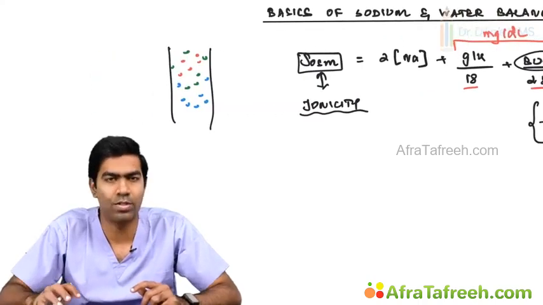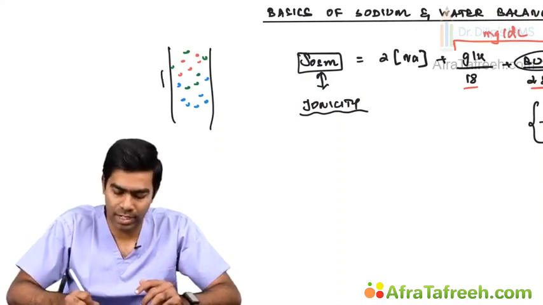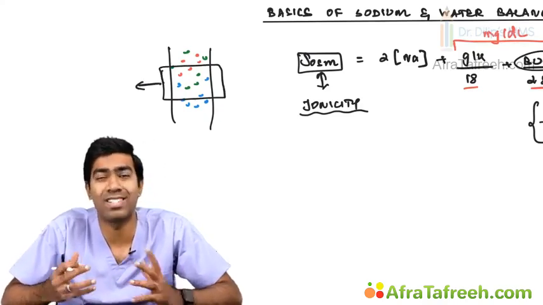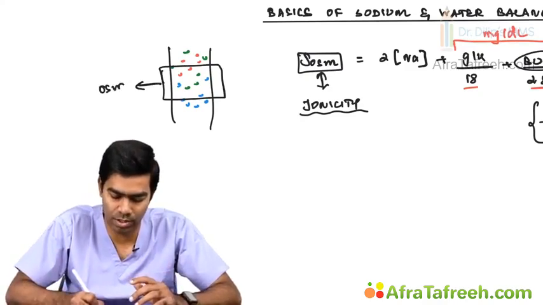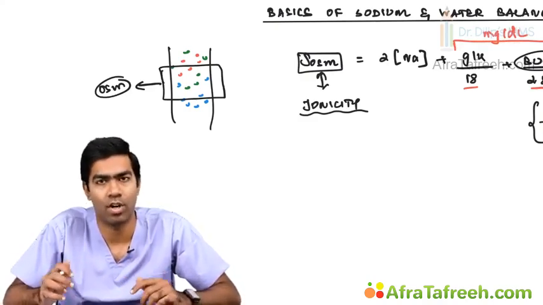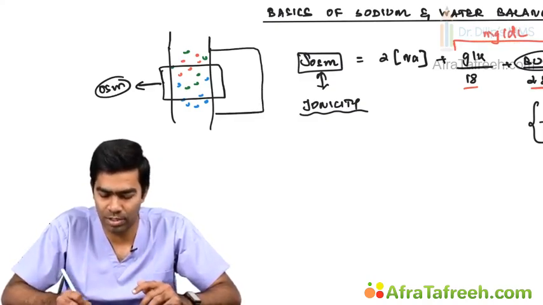Let us assume there are 3 molecules here: sodium, glucose, and urea. The amount of osmolar substances present in this column gives you my osmolarity. The amount of osmolar content in that particular column of blood is what we refer to as osmolarity. But tonicity is something different. Tonicity is the ability of this fluid column to move water in and out of the compartment. This is what we refer to as tonicity.